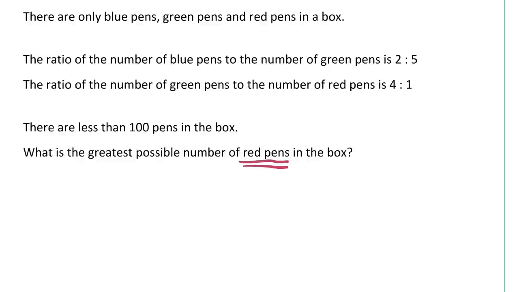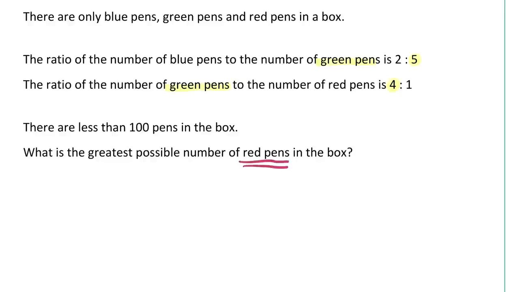So we're going to have a look. What is the crossover in both of these ratios? What I mean by crossover is what's in both. There are green pens in the first ratio and green pens in the second ratio, and that is represented by the 5 and the 4. Now we want that number to be the same. If that number is the same, we can join these ratios together. If we join them up, we'll have a 3-part ratio and we can try and answer the question.